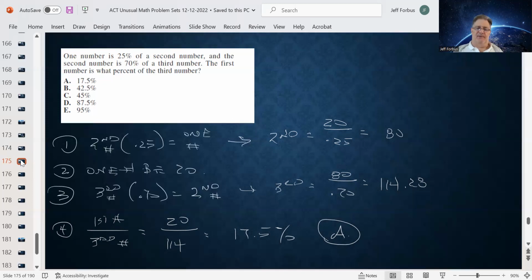Now I could have substituted A, B for second number and third number, but I chose to try to keep this as closely aligned to the words used in the question to hopefully help you follow this better. But I realize there are people out there that can just substitute variables and keep track of it very easily. All right, next question.